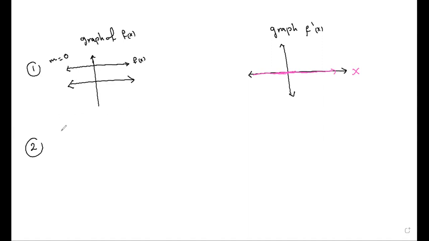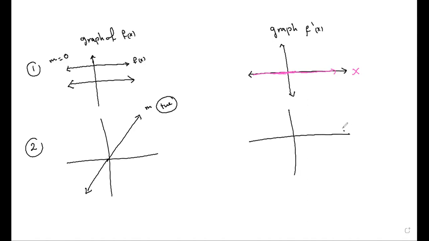Here, I give you some parent functions. If we have a linear function, what is the slope of this linear function, m? It is a constant. The slope of any linear function is constant. But here it is a positive value. What is the sketch of a graph of the derivative of this linear function with a positive slope?